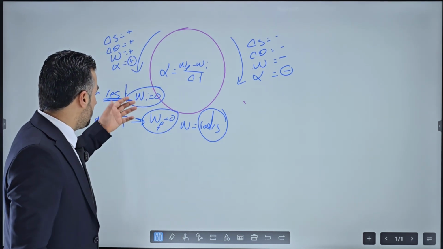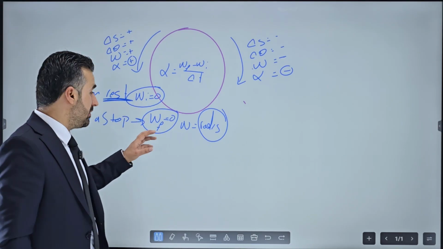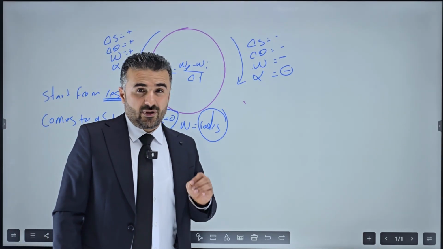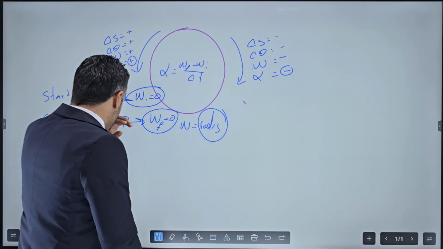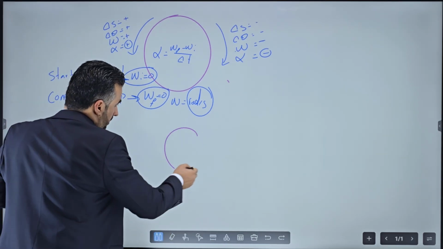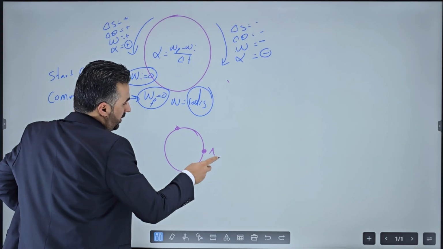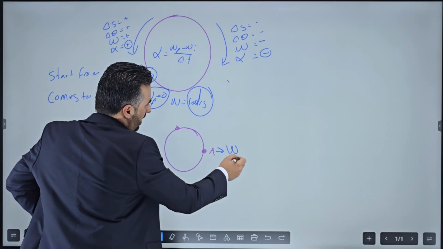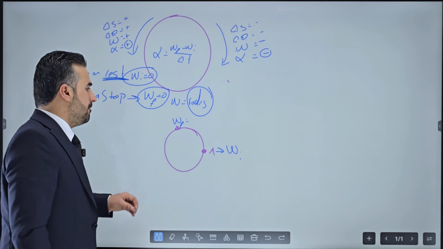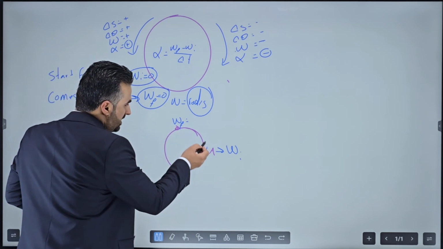Now, that is basically starting from rest, omega initial is 0, comes to a rest or to a stop. That means omega final is 0. But there is more to this. We know that if an object is moving in a circle, let's say at this point it goes to point B here. Clearly, this point has an initial angular speed, and at this point it reaches an angular speed, omega final.